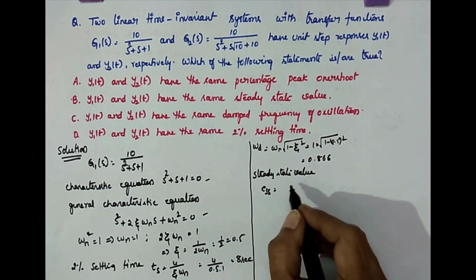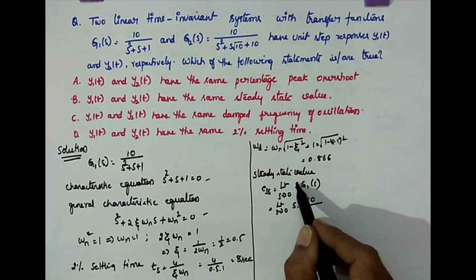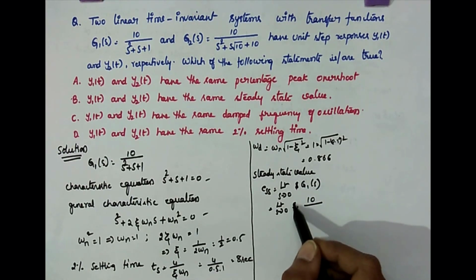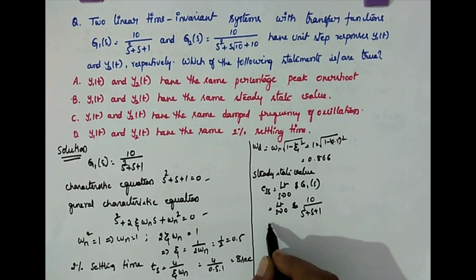And the steady state value is the limit s tends to 0 of G1(s), that is 10/(s² + s + 1). So the answer is 10.